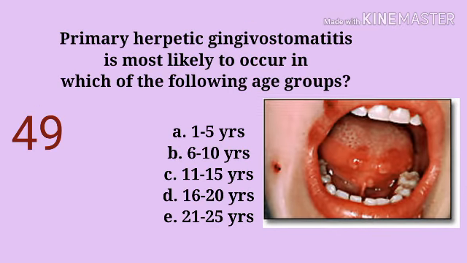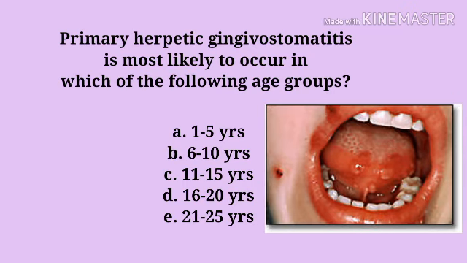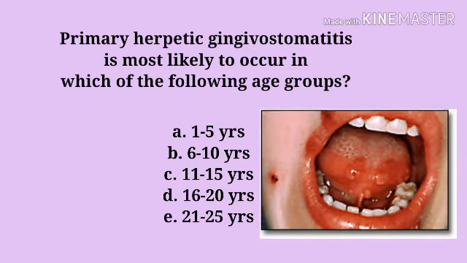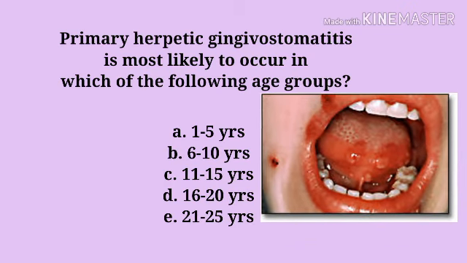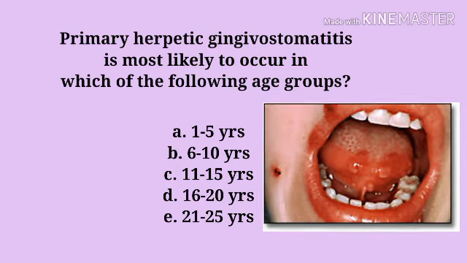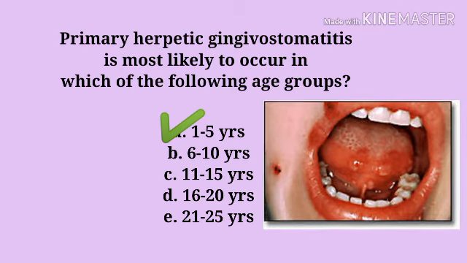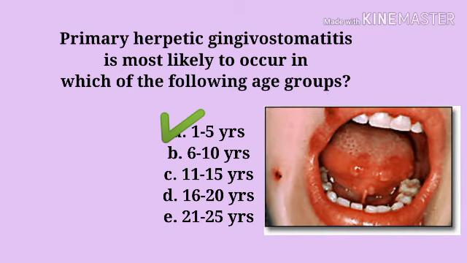Next question. Primary herpetic gingivostomatitis is most likely to occur in which of the following age groups? A. 1 to 5 years, B. 6 to 10 years, C. 11 to 15 years, D. 16 to 20 years, E. 21 to 25 years. Answer is A, 1 to 5 years.